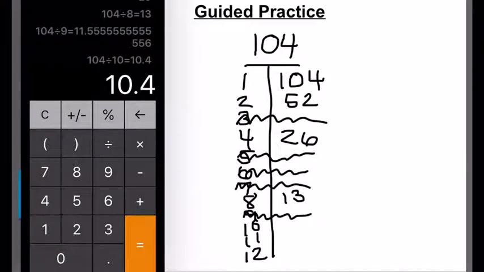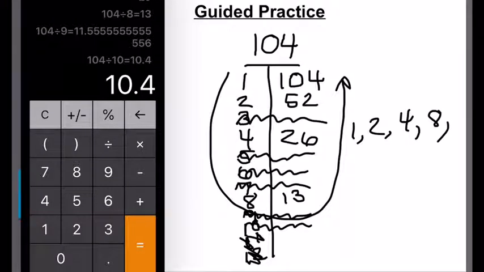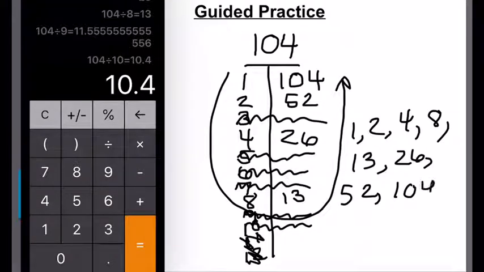The whole number is also smaller than the whole number on the left side, which means we do not have to continue with 11 or 12. We have found all of our factors of 104. In order, least to greatest, our factors of 104 are 1, 2, 4, 8, 13, 26, 52, and 104.